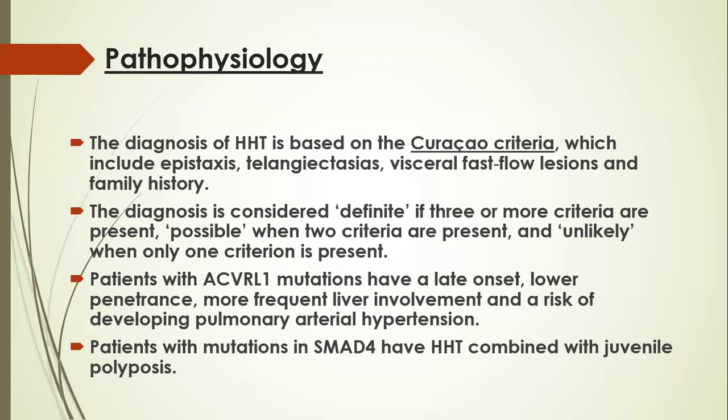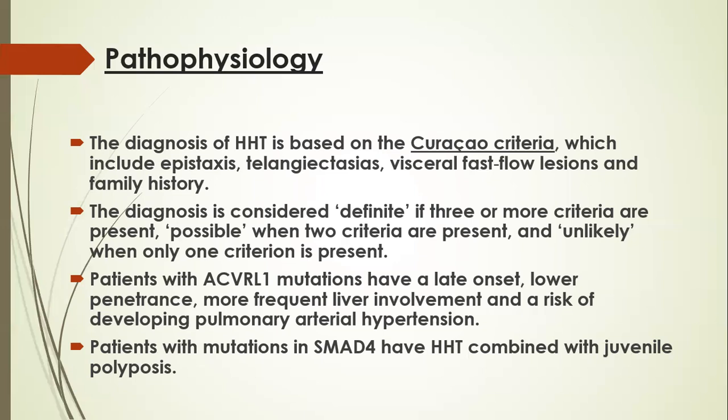Pathophysiology. The diagnosis of HHT is based on the Curaçao criteria, which include four things. The first is epistaxis. Number two is telangiectasias on the lips, tongue, and other oral areas. Then visceral fast-flowing lesions and family history. The diagnosis is considered definitive if three or more criteria are present, possible when two criteria are present, and unlikely when one criterion is present.